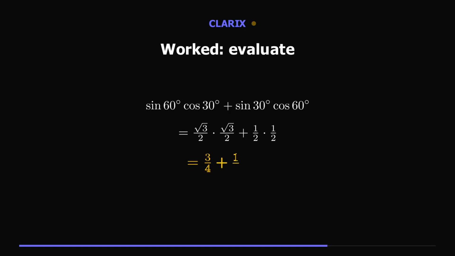Sine 60 cosine 30 plus sine 30 cosine 60. Substitute from the table, root 3 over 2 times root 3 over 2 plus 1/2 times 1/2. The first product is 3/4, the second is 1/4. Add them and you get exactly 1, clean.